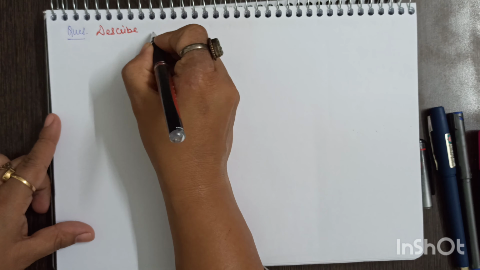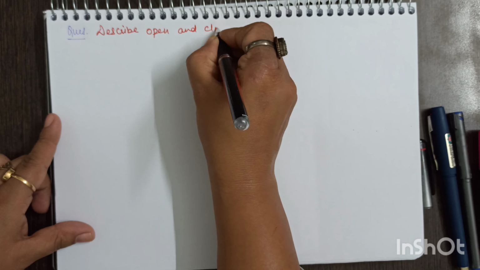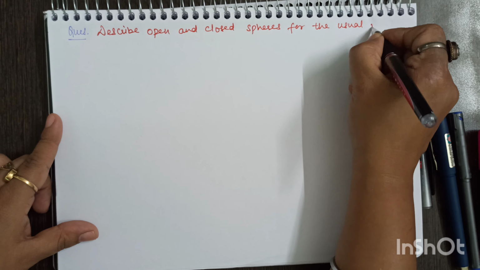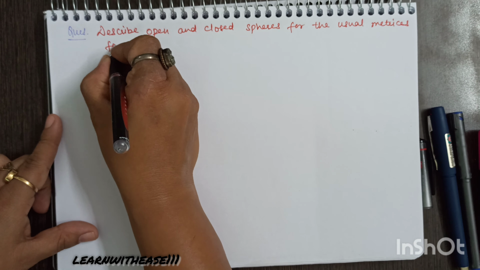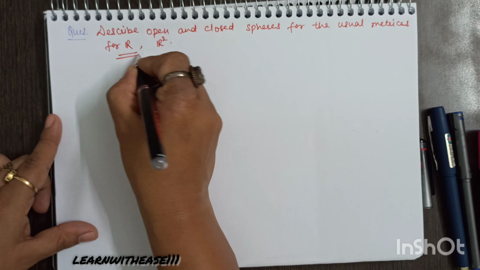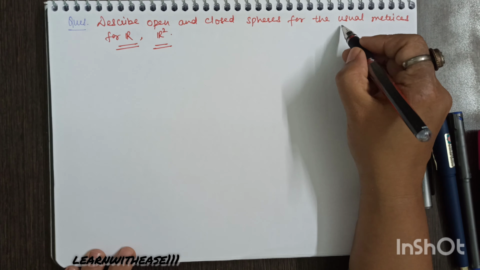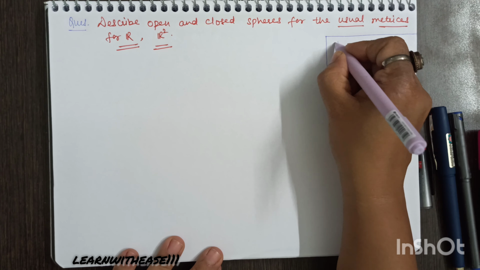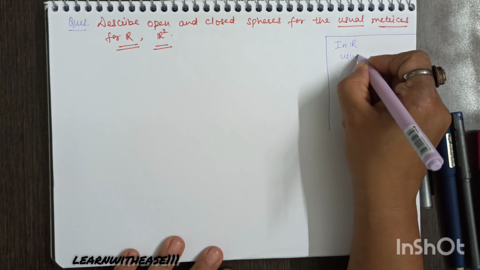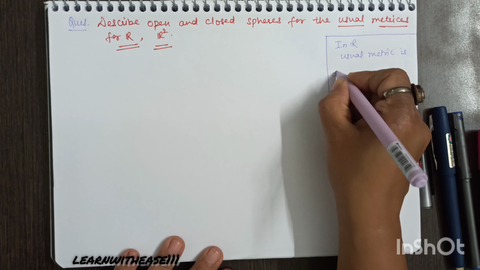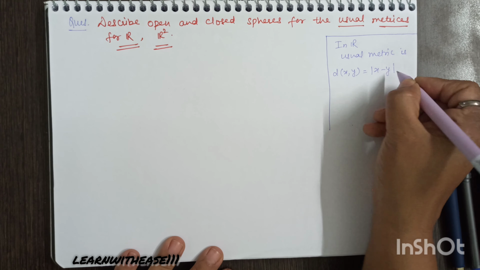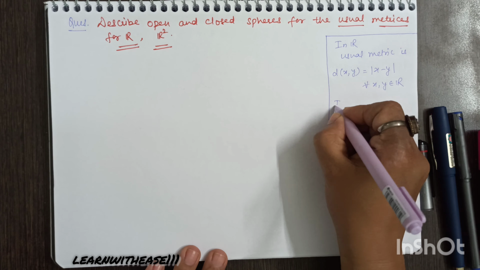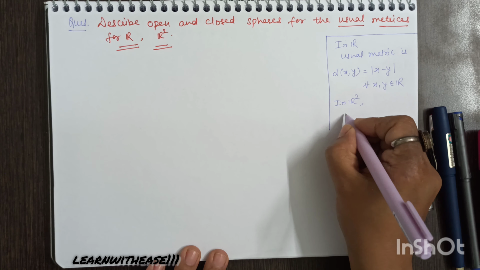So the question is: describe an open and closed sphere for the usual metrics for R and R squared, real and two-dimensional real. First of all, this should be clear to you: what are the usual metrics in different sets? In R, the usual metric is the simple distance formula, the positive side of it: d(x, y) equals modulus of x minus y, defined for any two elements of R.